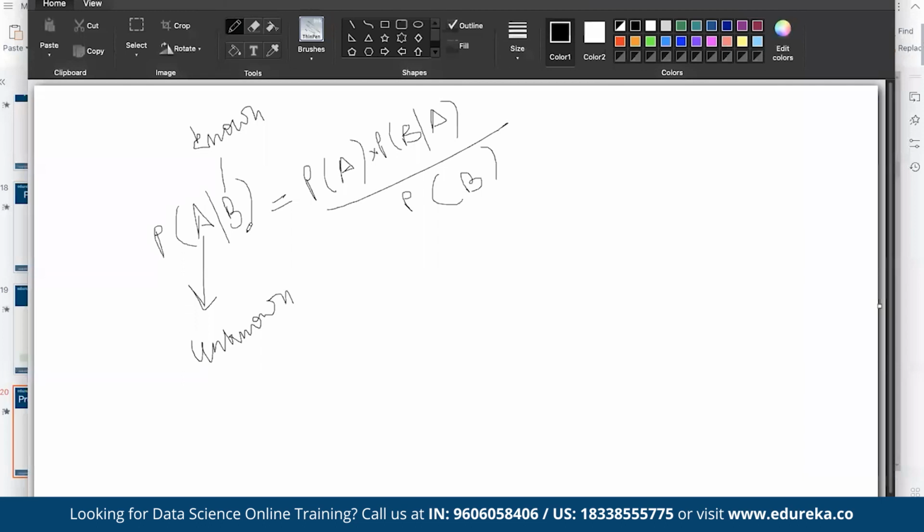For example, what is the probability of dengue fever if the person's fever is 104 degrees? What is the probability of lung cancer if the person is smoking 10 cigarettes a day? What is the probability of rain if we see the clouds? So this is known as conditional probability, where the probability of one event depends on the occurrence of another event, right?